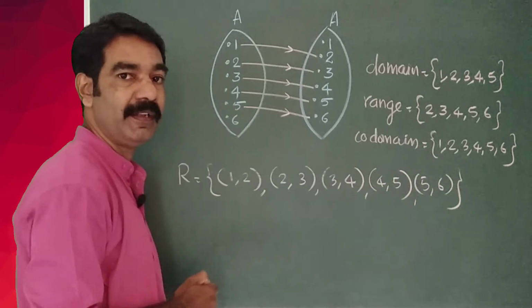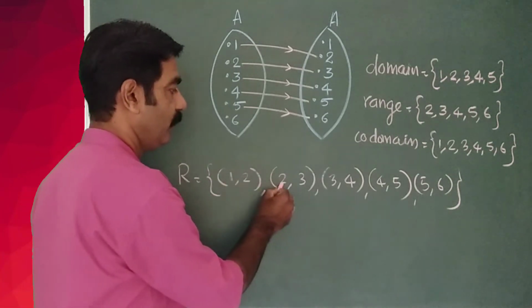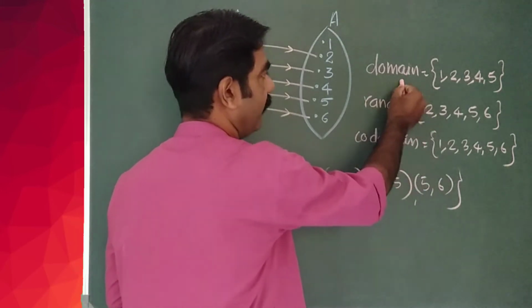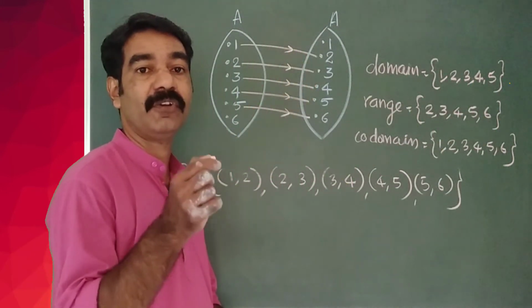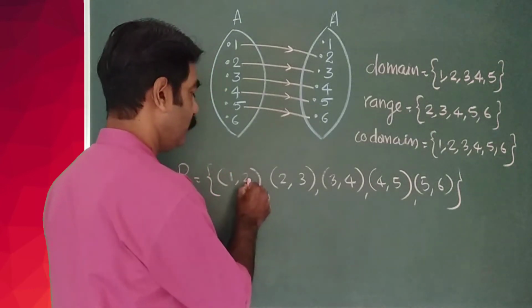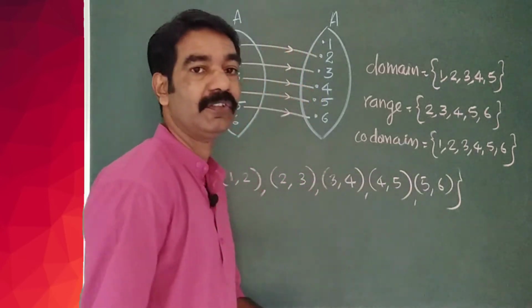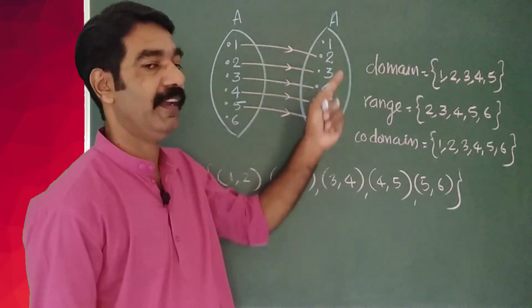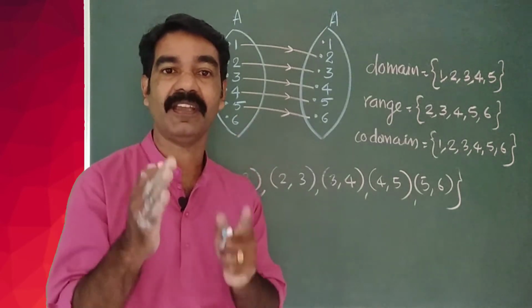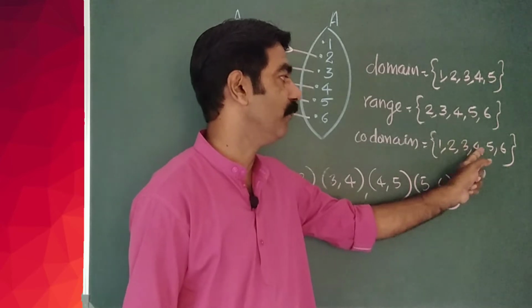And what is domain? Domain is the set of all first elements: 1, 2, 3, 4, 5. Domain is equal to the set {1, 2, 3, 4, 5}. And what is range? Range is the set of second elements: 2, 3, 4, 5, 6. And what is codomain? We are writing the relation from A to A, so the second set is A. So codomain is the second set itself, that is 1, 2, 3, 4, 5, 6.